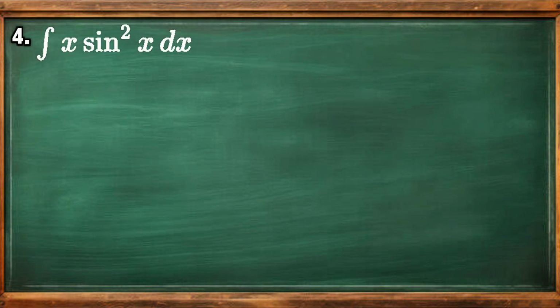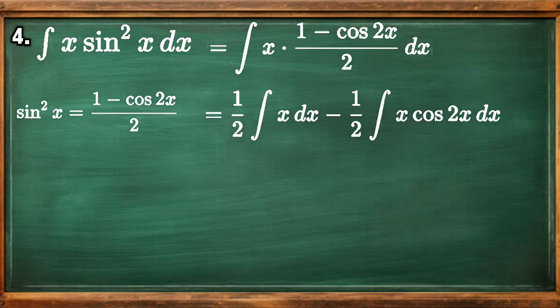To integrate x times sine squared x, we begin by choosing a trigonometric identity. We know that sine squared x is equal to (1 minus cosine 2x) over 2. Substituting this into the integral, we rewrite it as 1/2 the integral of x minus 1/2 the integral of x cosine 2x. So, now, we have two separate integrals. The first one is straightforward. The integral of x is x squared over 2. So, 1/2 of that gives us x squared over 4.